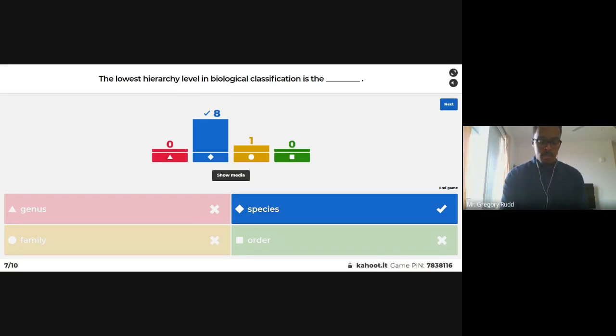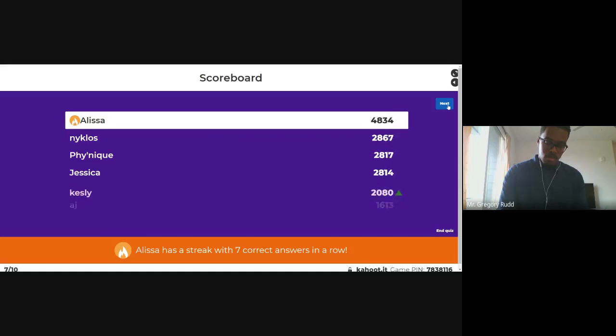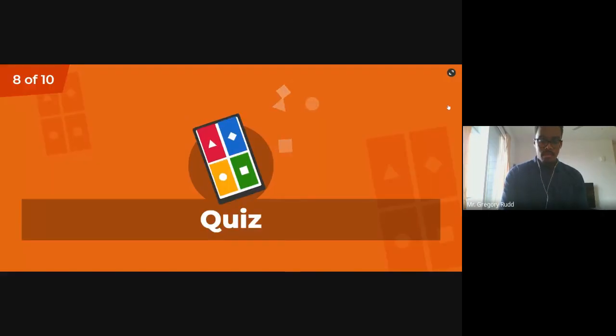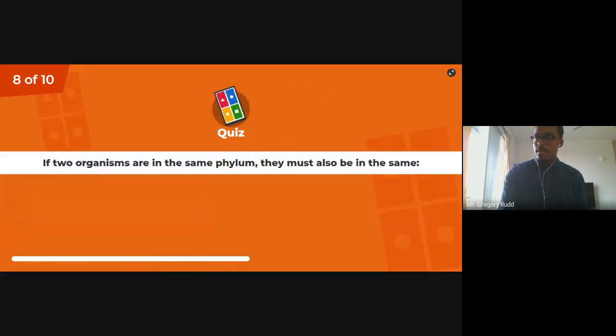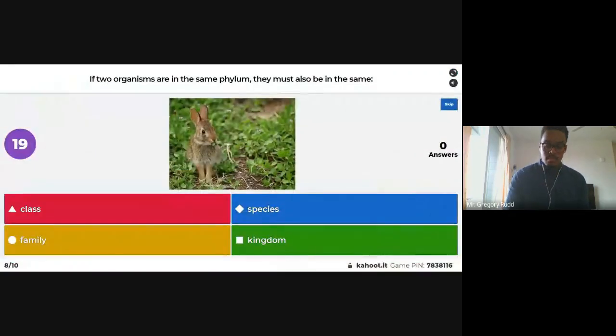Good. Species is the most specific level. Alyssa is running away with it now. If two organisms are in the same phylum, they must also be in the same.